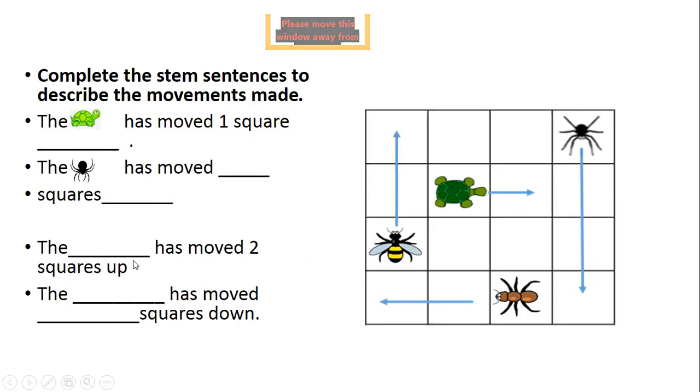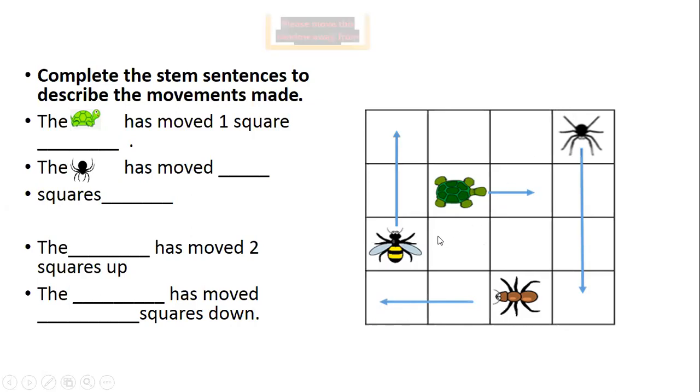Now the next one. The dash has moved 2 squares up. This time around, which of the insects or animals has moved 2 squares up? Look at the graph and tell me which one is moving 2 squares up. We have the spider here. Is it moving 2 squares up? We have the turtle. Is it moving 2 squares up? We have the bee. Is it moving 2 squares up? Which of them is moving 2 squares up?